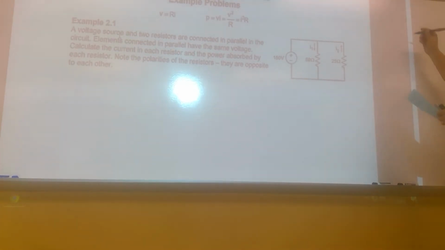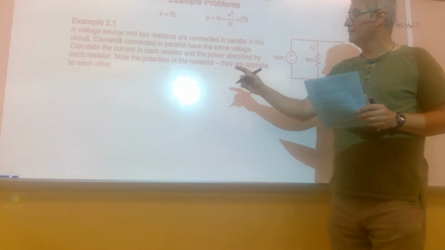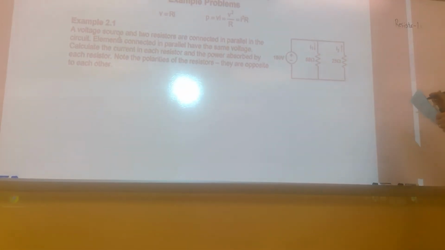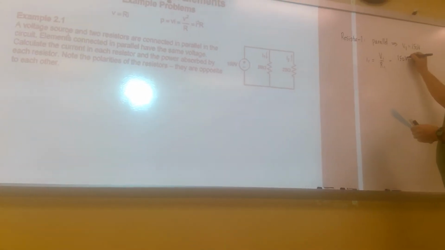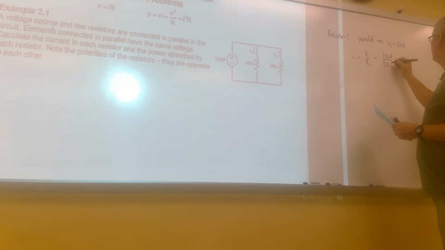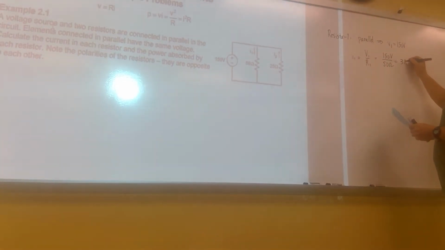So when I look at resistor 1, if I'm asked to calculate the current in each of these elements, we immediately see that in the first case, they're in parallel. If they're in parallel, that means the voltage across one must be 150 volts. So if I go look at the current, according to Ohm's law it must be given by this here. Like I said, this is a fairly straightforward calculation. We can see that this gives me 3 amps.